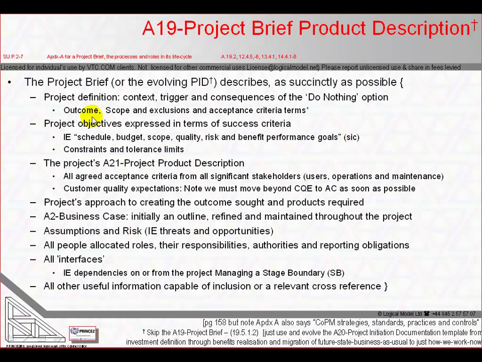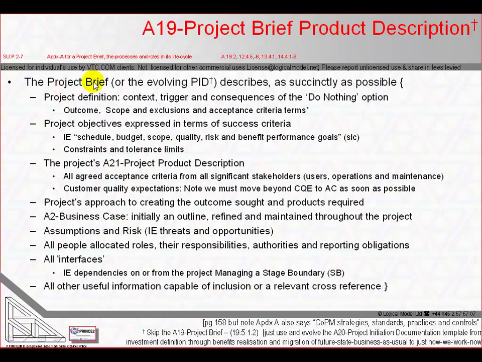Outcome should be specified so that it covers the 6 aspects of a project, namely time, cost, what is included and excluded, how we achieve conformance to specification and know that specification, knowing what might affect achievement, and the benefits that could be achieved. Note the quotes here: schedule, budget, scope, quality, risk and benefit performance goals of the project's objectives. Also constraints and tolerance limits.